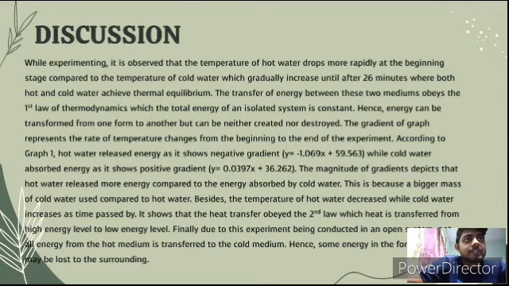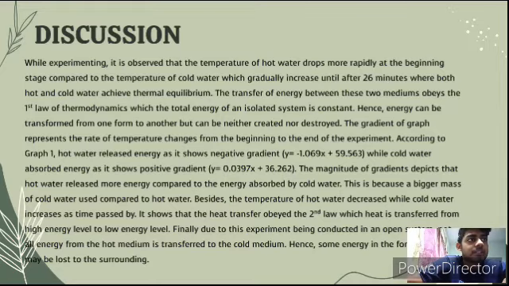The gradient of the graph represents the rate of temperature change from the beginning to the end of the experiment. According to graph 1, hot water releases energy as it shows the negative gradient, which is y equal to negative 1.069x plus 59.563, while the cold water absorbed energy as it shows the positive gradient, which is y equal to 0.0397x plus 36.262. So the magnitude of the gradient depicts that the hot water releases more energy compared to the energy absorbed by cold water. This is because a bigger mass of cold water was used compared to hot water.